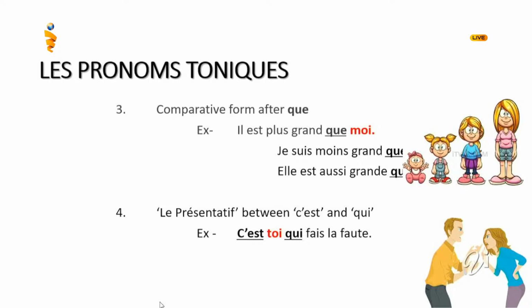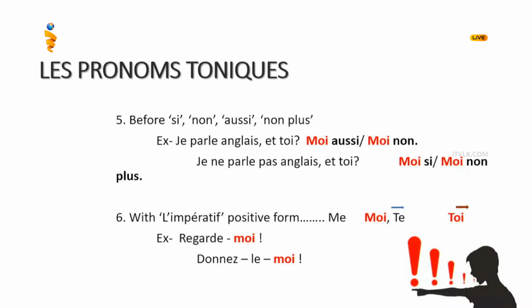So if you want to say it's you, you have to say c'est toi. It's not c'est tu. So in between c'est and qui, when you use presentative, you can use pronoun tonic. C'est moi, c'est toi, likewise. C'est lui.